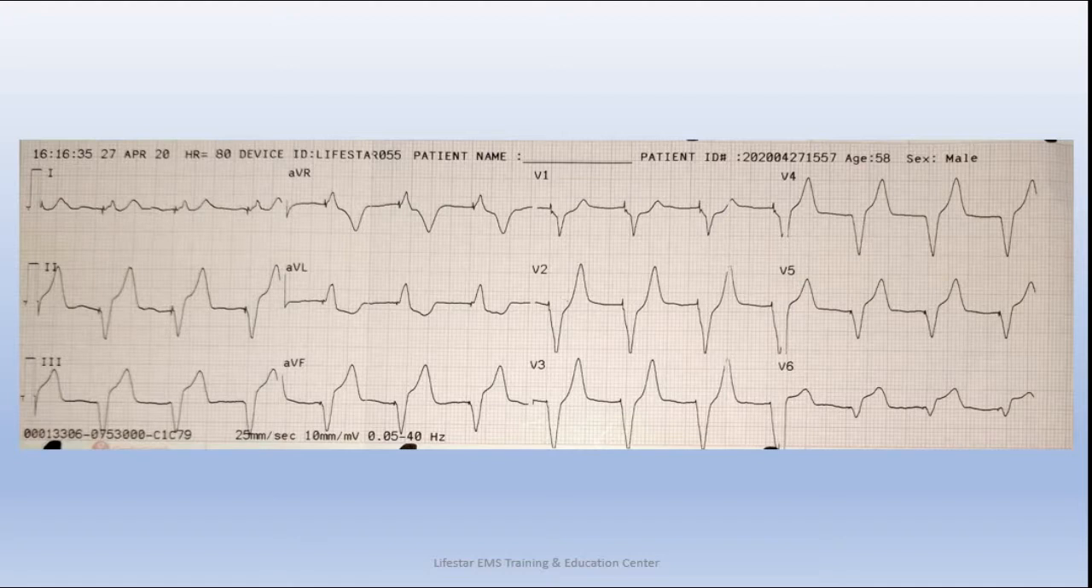This is a 12 lead that looks very routine. We've all seen 12 leads that are similar to this. And I'm going to give you a second to look at it and think about it. And I recommend you press pause so you can look at it for as long as you want before you continue, and we'll talk about it.